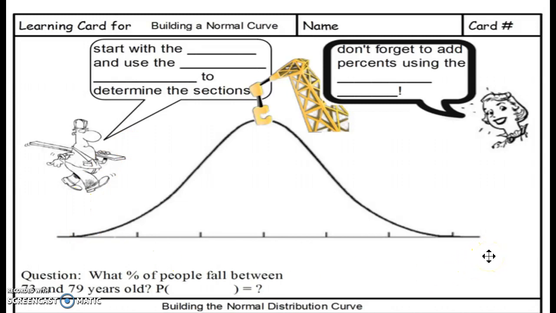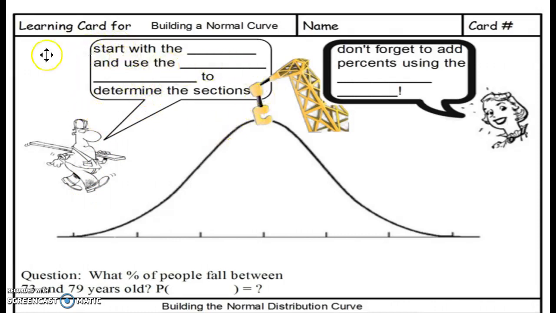Well, one thing that we should always pay attention to is the context of the problem. So we're looking at ages of people here, because this down here at the bottom says what percent of the people fall between 73 and 79 years old. So we'll get to this a little bit later on, but this gives us a little bit of context. We're looking at the ages of people.